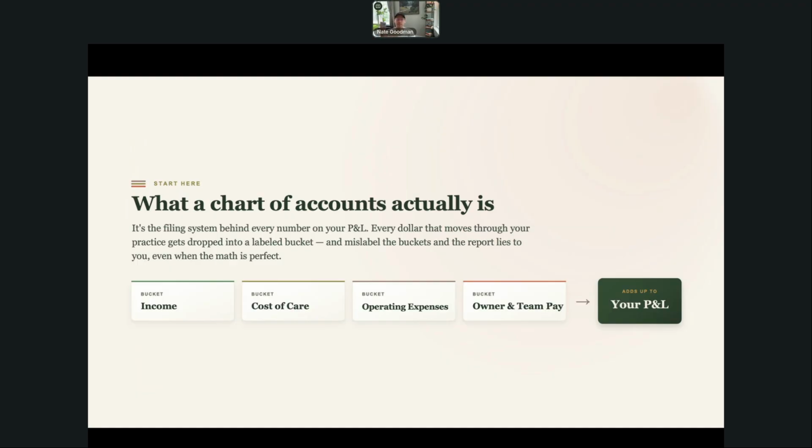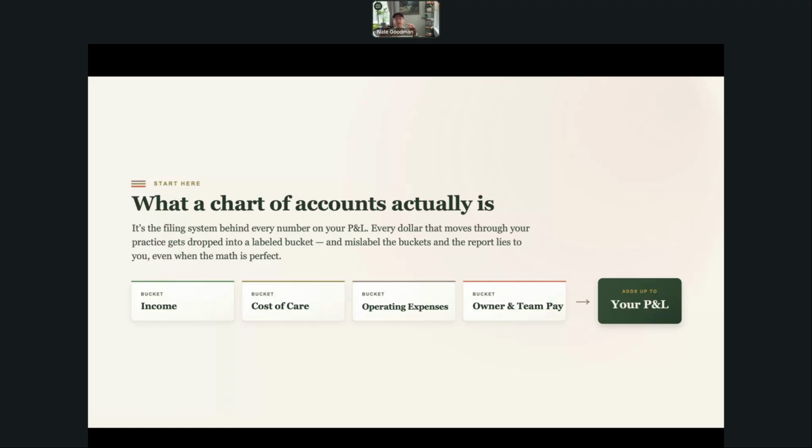The next thing you're going to have is going to be operating expenses. And that's where all of your rent, your insurance, your payroll, all of that's going to end up in your operating expense bucket. And we'll have those accounts underneath. We wouldn't just say operating expenses. We would want to have accounts like payroll taxes. If you pay state taxes at the entity level, those are going to end up in your operating expenses. And then you're also going to have this owners and team pay bucket.